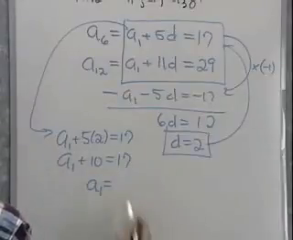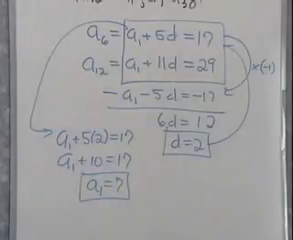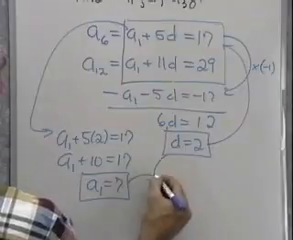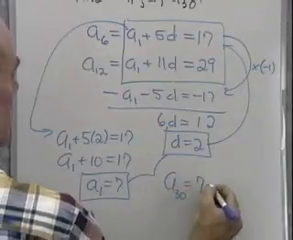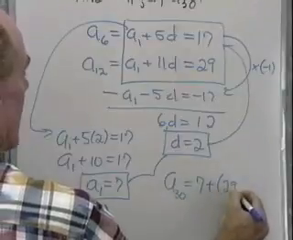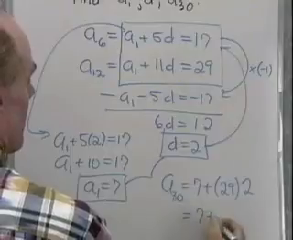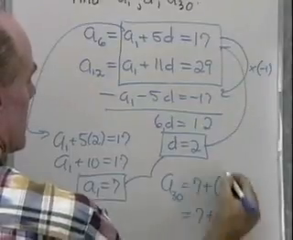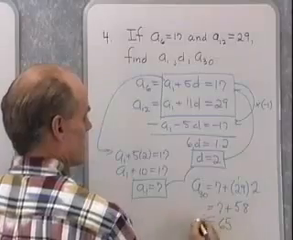So A1 must be equal to 7. So the first term is 7. The common difference D is 2. Now I can put these two things together and find the 30th term. It will be the first term 7 plus 29, that's n minus 1, times 2. So that's 7 plus, let's see, 2 times 29 is 58. So that's 58 plus 7, 65.